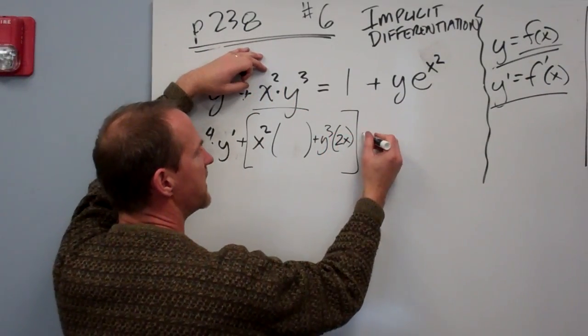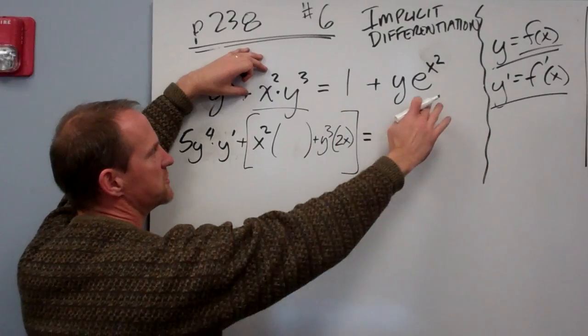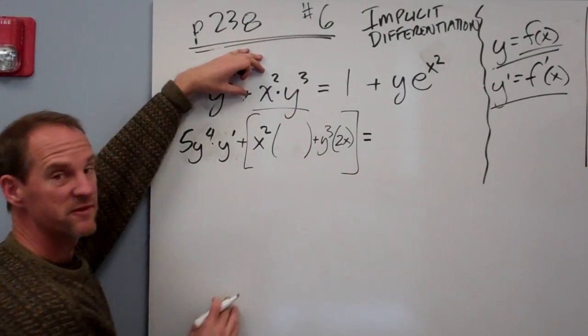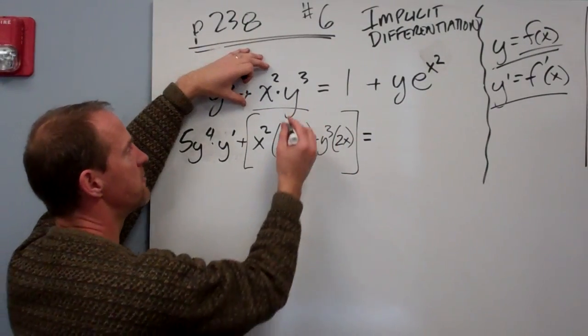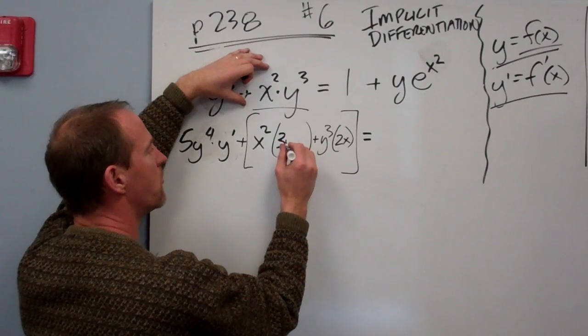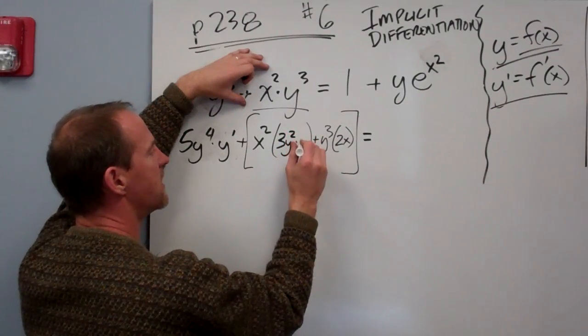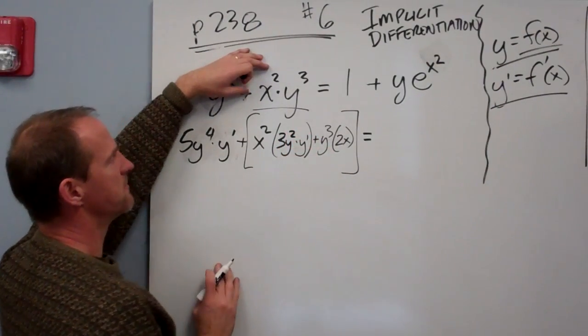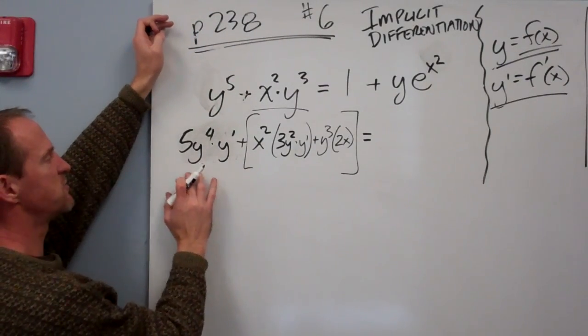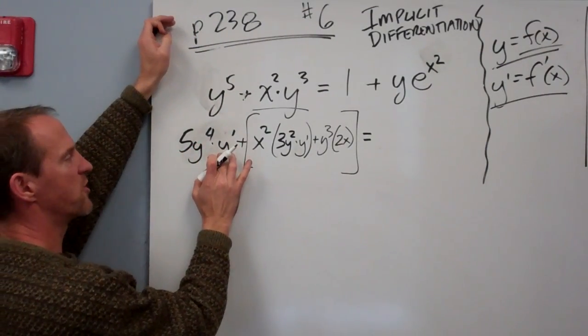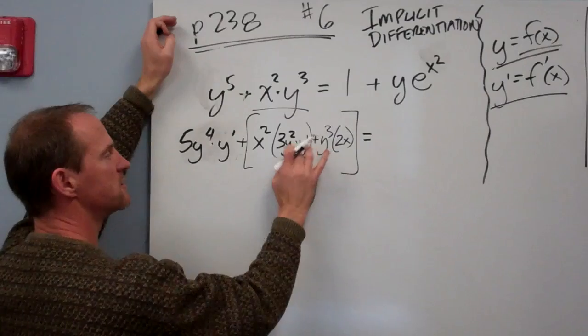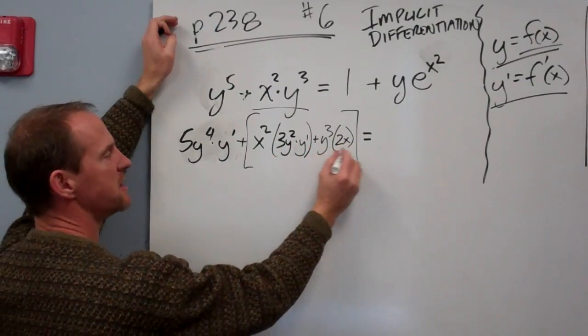Okay? Then that's going to be equal to, we'll get to this later, but what is this part? If you need to pause the camera, you can do it. But it becomes 3y squared times y prime. That's our differentiation. Just like this became 5y to the fourth times y prime, this becomes 3y squared times y prime. Plus, and then this part.